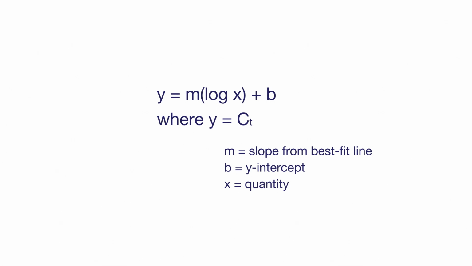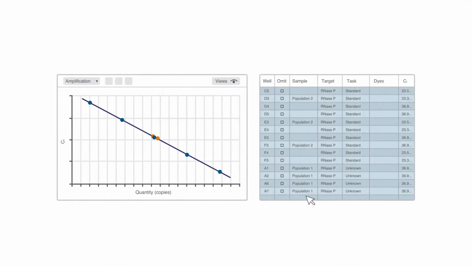We'll remove any outlying replicates or points when necessary. Solving for x using the CT values of our unknown samples will give us the missing quantities. Notice that they will be in the same units as our standards: copies for copies, nanograms for nanograms, and so on. So now we have determined the absolute quantities of our unknown samples.